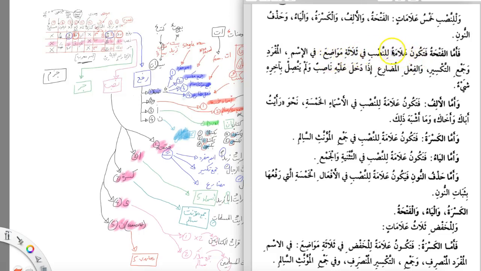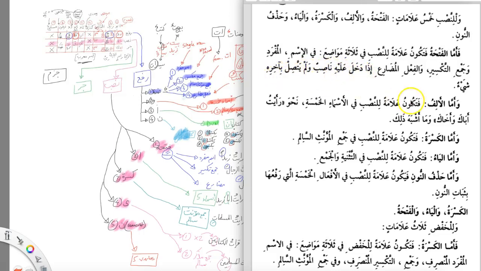Now you can see for yourself, some of the words have fathas on them, some of them have dhammas on them. So you're already applying what you learned so far, you're already identifying it. So fatha is a sign for nasab in 3 places. في الاسم, like اسم المفرد, والجمع التكسير, and in جمع تكسير, والفعل المضارع, and in the فعل مضارع, present verb. إذا دخل عليه, when a nasib, a particle of nasab, enters before it or precedes it.